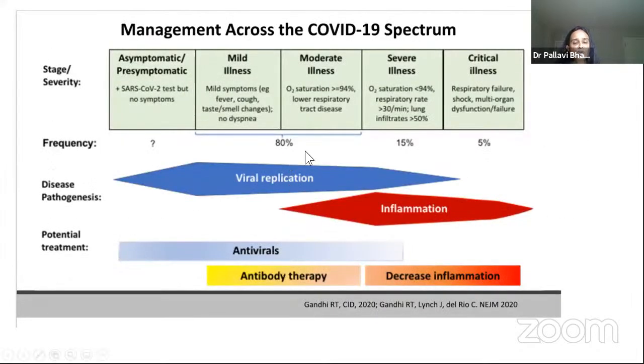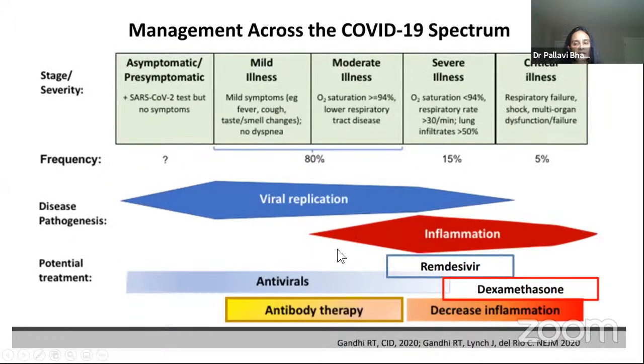The definition of moderate illness would be that hypoxia hasn't set in, saturation is more than 94%, but there is some evidence of lower respiratory tract disease. So that's where these monoclonal antibodies are targeted.